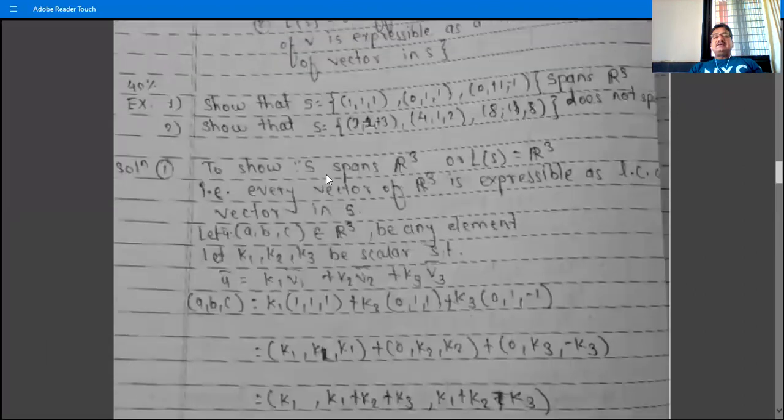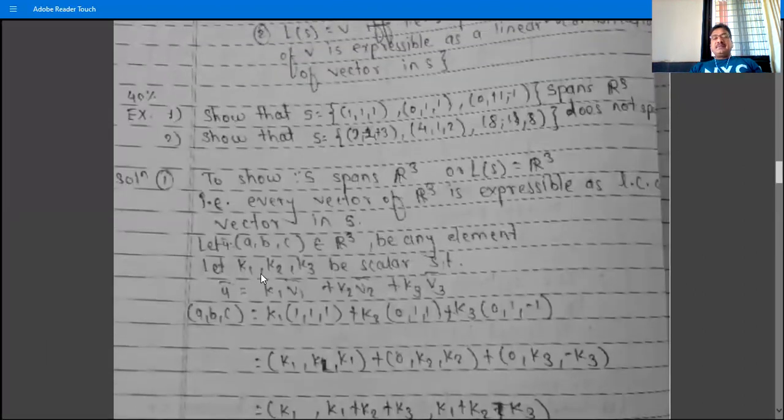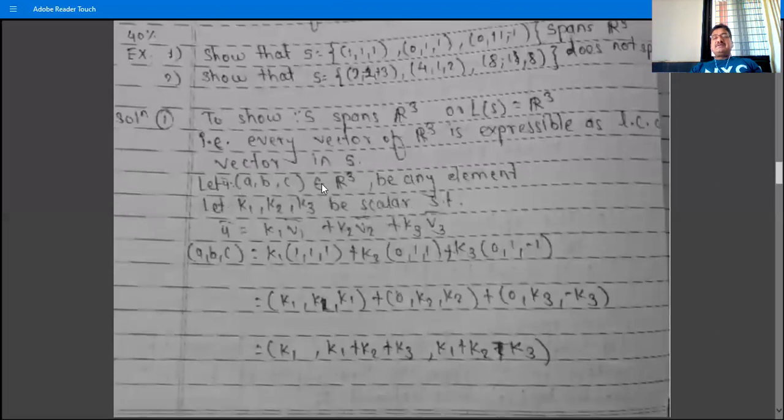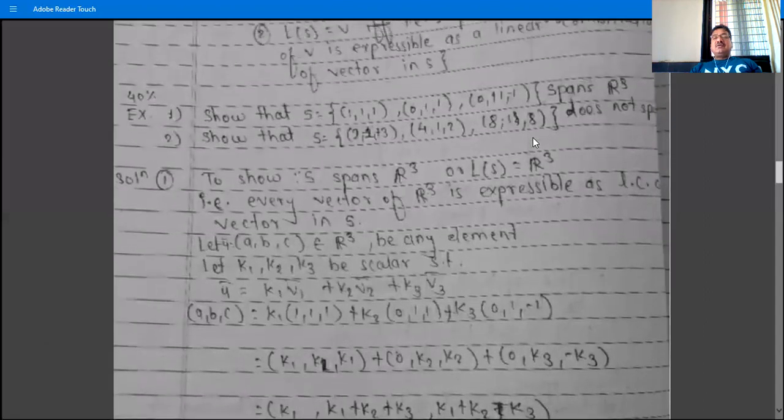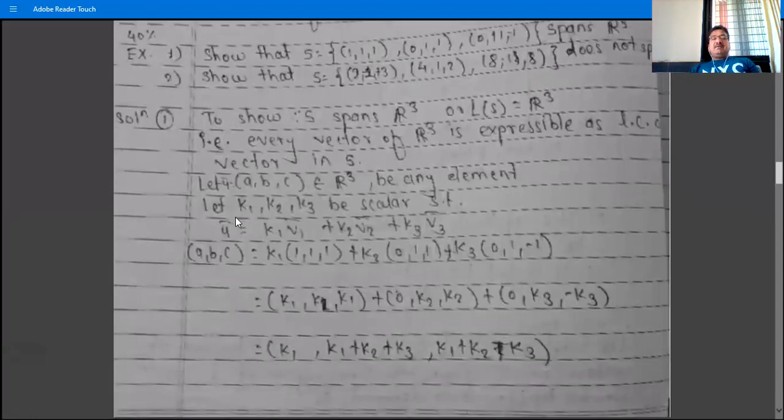So here in this example number 1, we have to show this vector U bar, ABC, belonging to R3, is expressed as a linear combination of these three vectors of S. So what is the procedure? This is the topic, repetition of the topic, linear combination. We have to express a vector as a linear combination of the given three vectors or two vectors. Here we have to express this U bar as a linear combination of V1, V2, Vm.